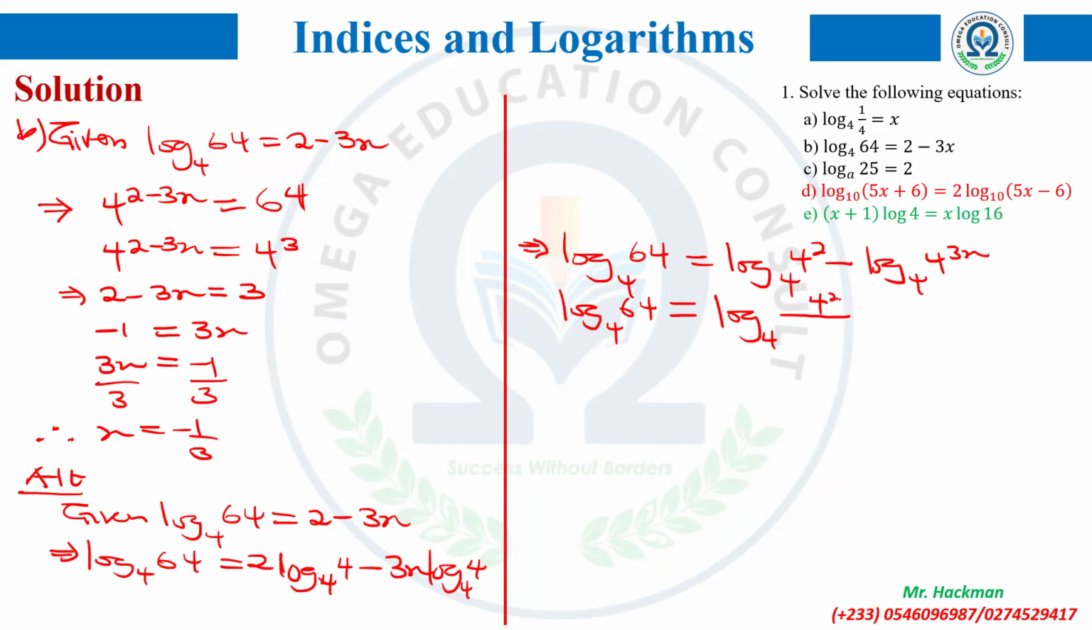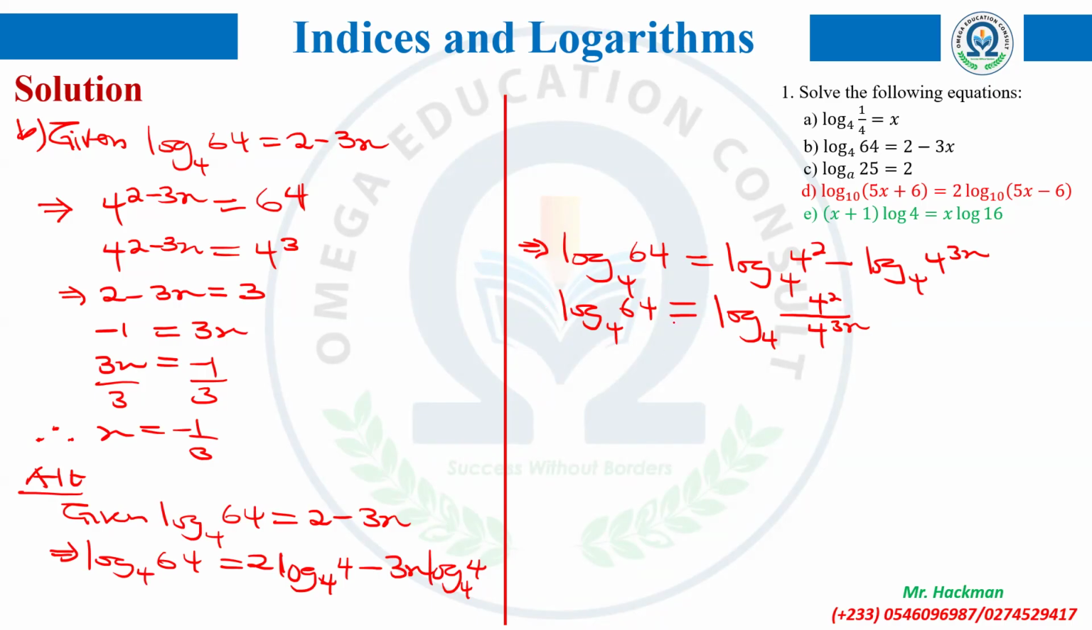I could have written 16 there. Then the denominator here will be 4 to the power 3x. Is my point well made? Yes. So coefficient the same, basis the same.